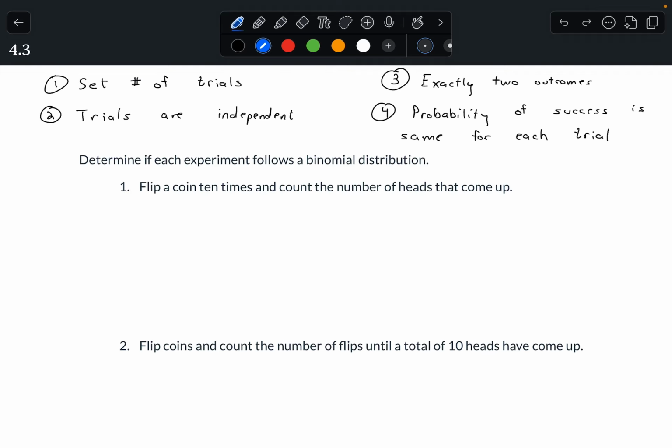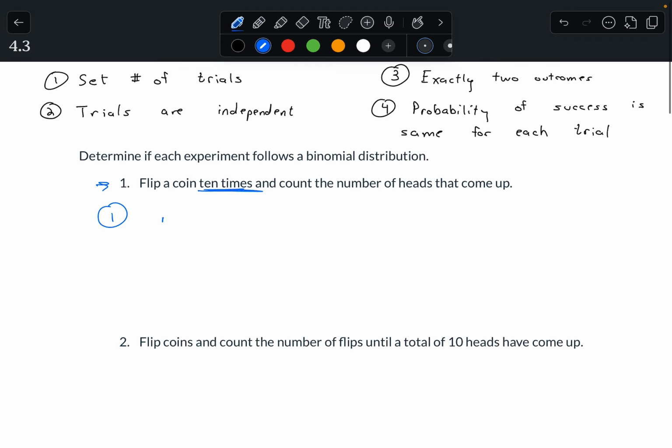So we're just going to look at a few different examples to quickly determine whether something is or is not a binomial experiment. Number 1 says we want to flip a coin 10 times and count the number of heads that come up in each trial. So first one, do we have a set number of trials in this case? Yes, we do. We're flipping it 10 times. We usually use the variable n to represent the number of trials. So if you want to make a note here, we can even say n is the number of trials, which in this case is 10. We know exactly how many times we're going to flip this coin.